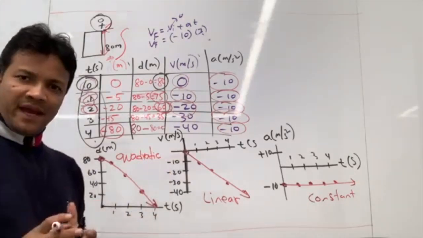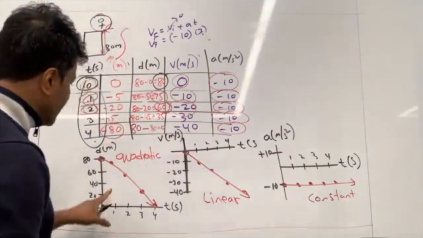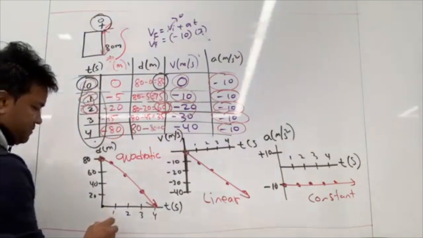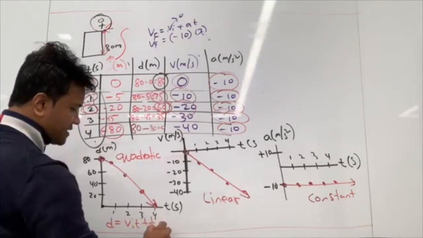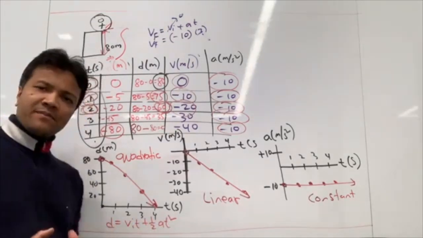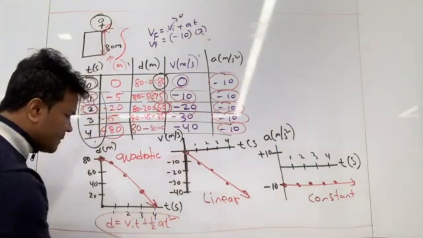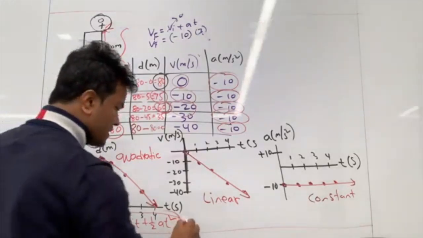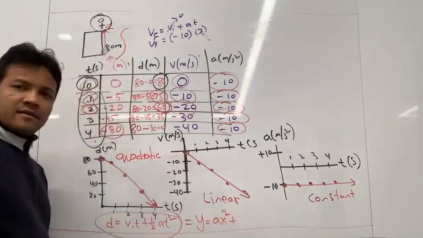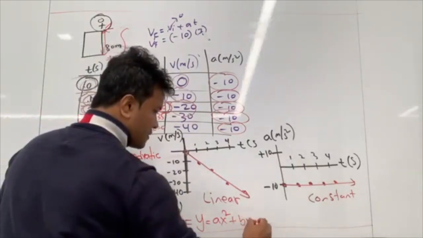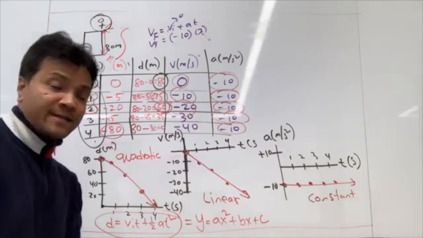Now, what remains is to prove how it is quadratic. Remember, we use this formula: d is equal to v_i t plus half a t squared. Now, for the next 5 to 10 minutes, I'm going to show you the proof that this is actually nothing but a second degree polynomial. Okay, so let's do it together.